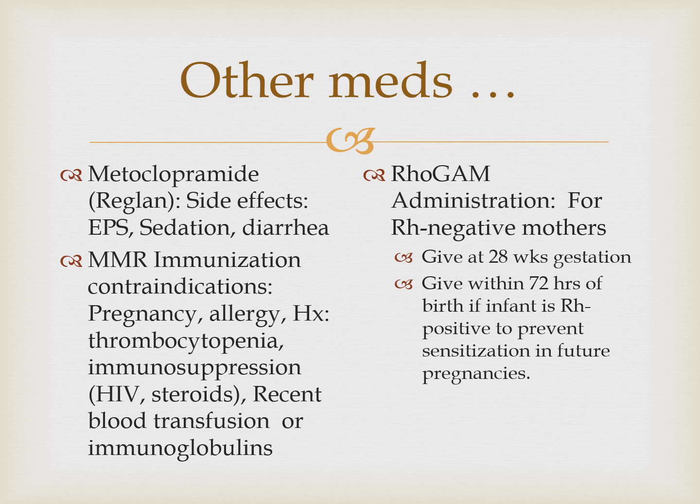RhoGAM is given to Rh-negative mothers. We give it at 28 weeks gestation and within 72 hours of birth for the infant. It's been a long time since I was in mother-baby, so I think that it's still 72 hours. We tend to try to give it right before they leave, before 24 hours, but you might want to check and see what best practice is for that. What this is doing is keeping the mom's antibodies from attacking the baby on the second pregnancy.